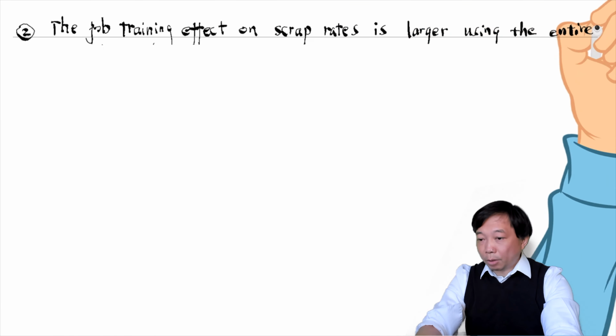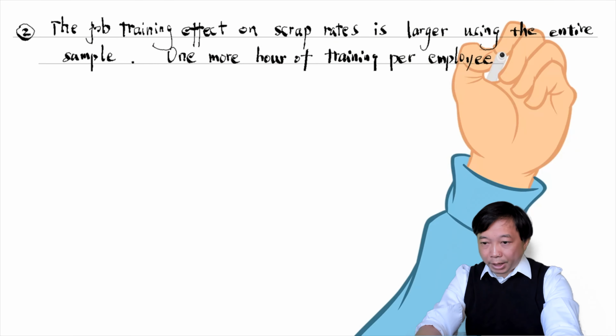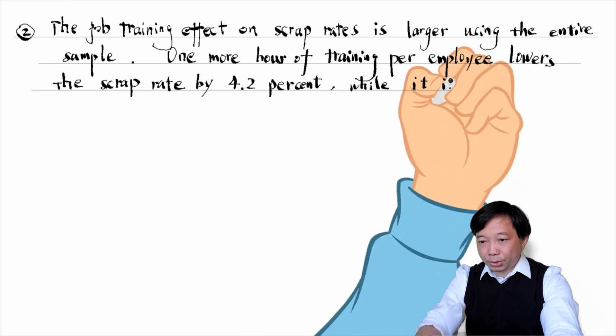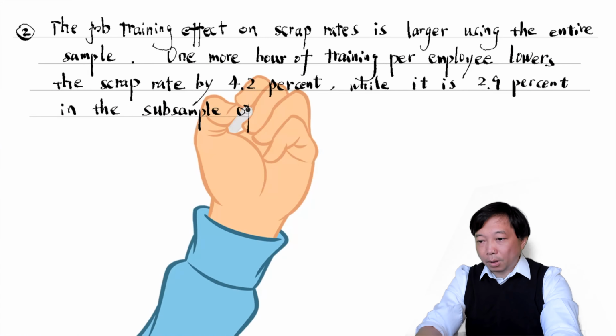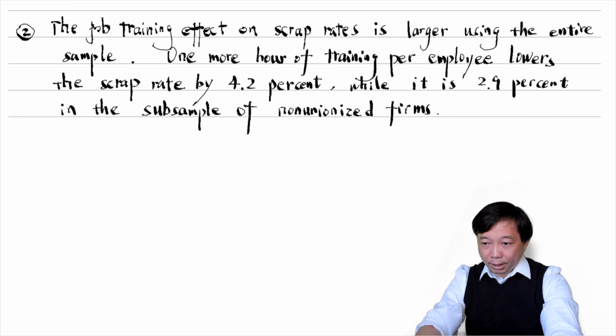Second, the job training effect on the scrap rates is larger using the entire sample. 1 more hour of training per employee lowers the scrap rate by 4.2% on average, while it is 2.9% in the subsample of the non-unionized firms.